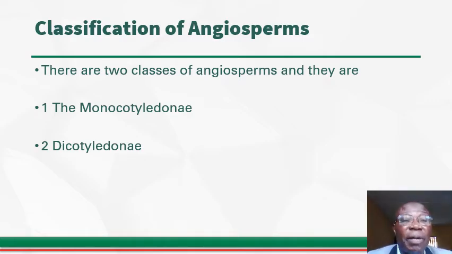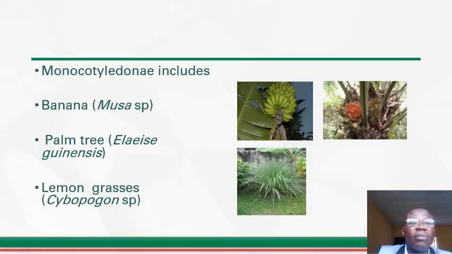Classification of the angiosperms. There are two classes of angiosperms, and the two classes are the monocotyledonae and the dicotyledonae. When we talk about monocotyledonae, they are the group of plants that have only one seed leaf. Monocot is what we call them.